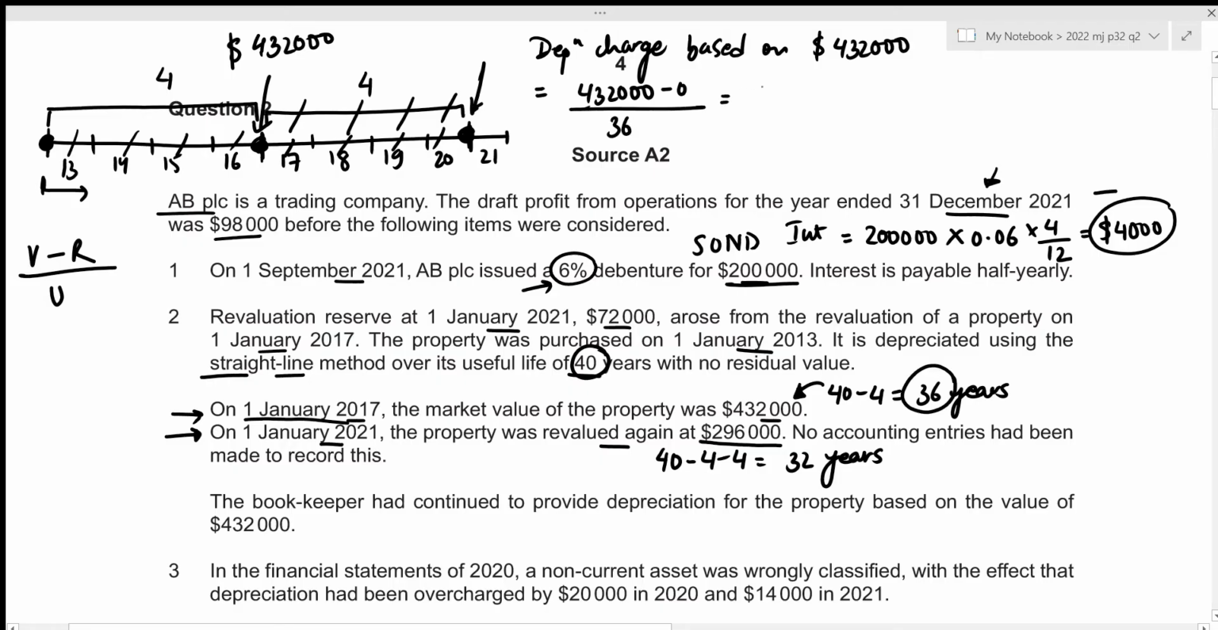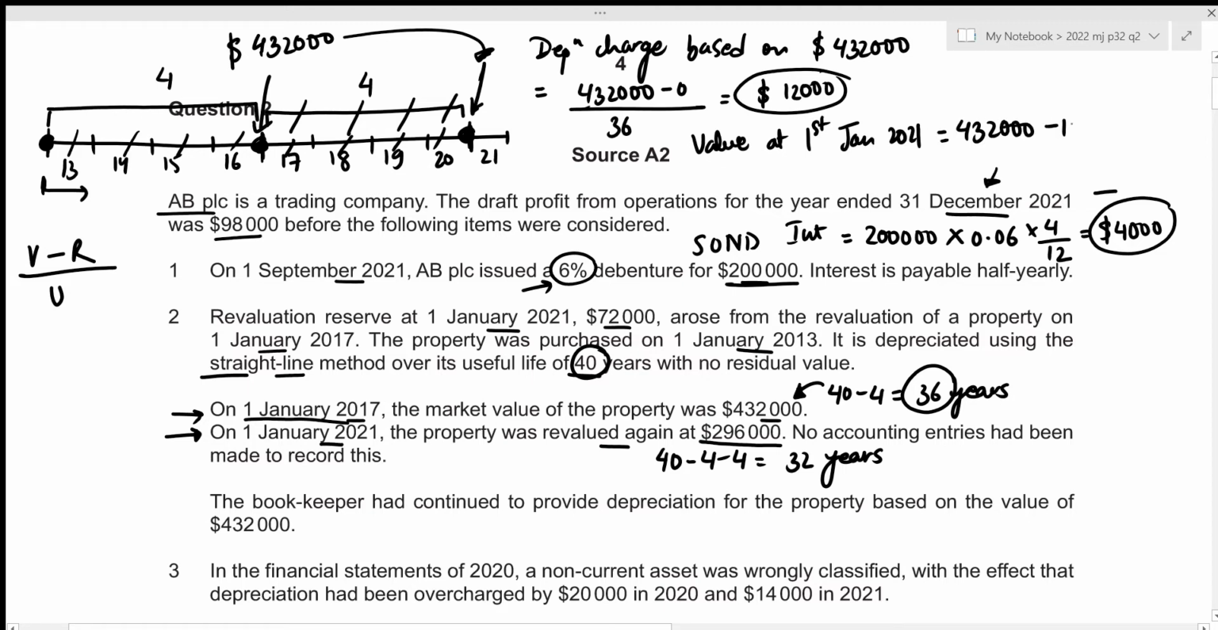This gives the depreciation charge per year to be 12,000. Now, in order to figure out its corresponding value at this date of 1st January 2021, we need to subtract this depreciation charge 4 times for 4 different years. So the value at 1st Jan 2021 is just going to be 432,000 minus 12,000 times 4, which results in the amount of 384,000.